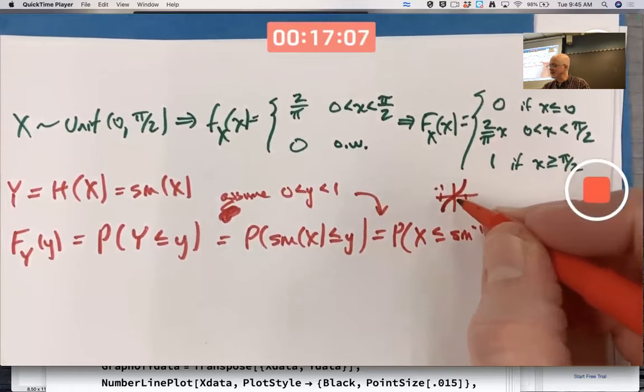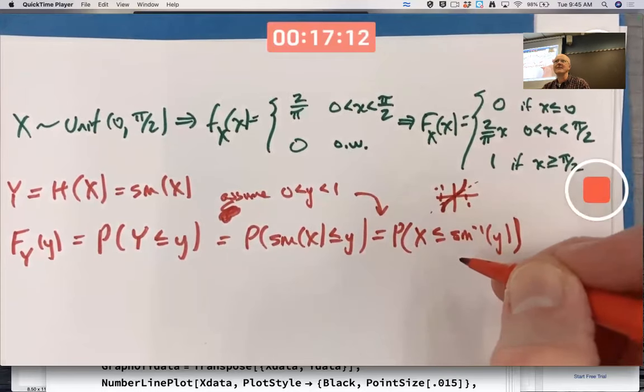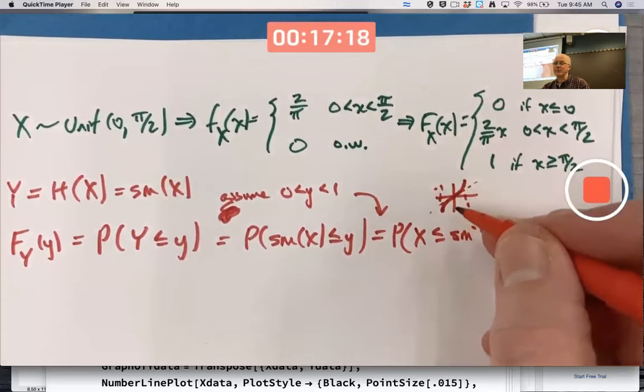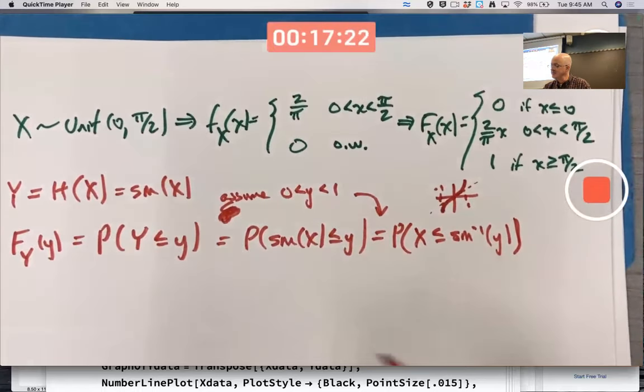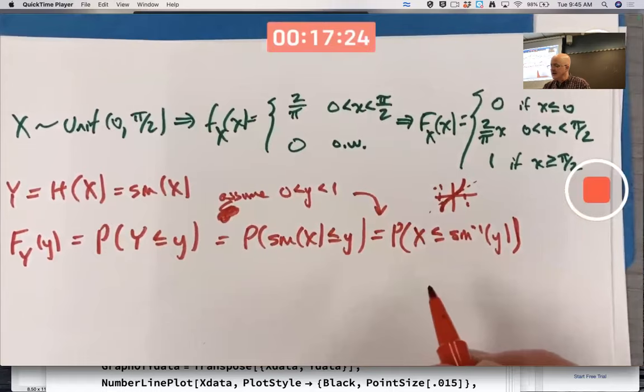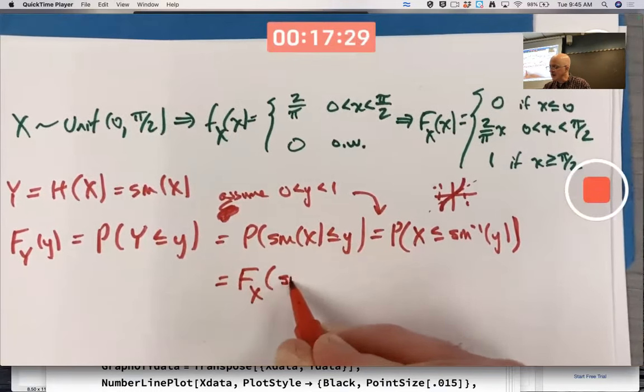It's the reflection of a piece of the sine graph about the line y equals x. I'm not drawing the sine function, but maybe you can imagine it. And its outputs are between -pi/2 and +pi/2. Anyway, it is increasing, so the inequality can stay the same direction. And this is capital F sub x of the inverse sine of y.